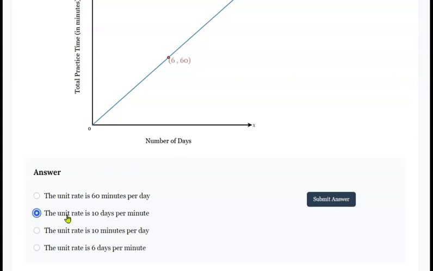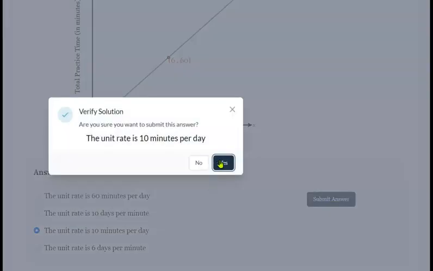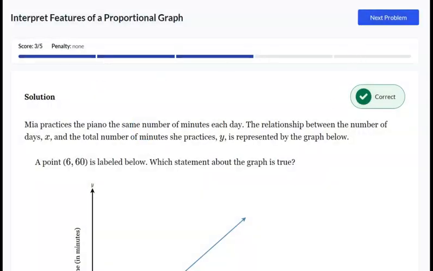Whoops, I clicked the wrong thing. The unit rate is 10 days per minute. Nope, it is 10 minutes per day. So be careful that you're reading the actual choices. All right, that concludes our video for homework number 3.